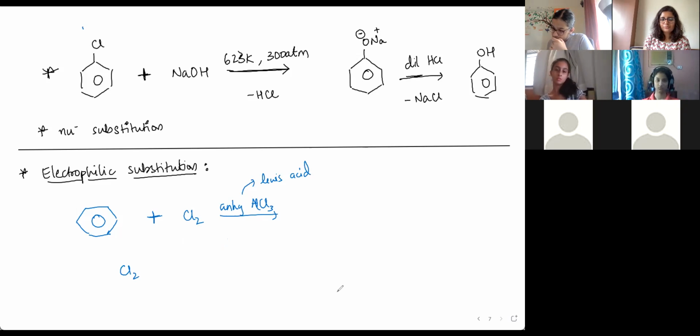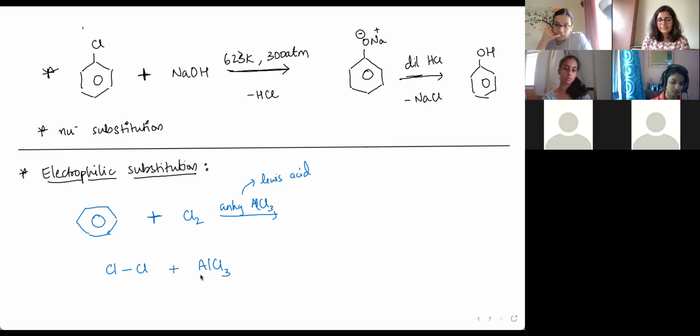So Cl2. You can also use bromine, right? If you want to substitute bromine here, then you use bromine. Don't just blindly learn the words, guys. Organic chemistry is all about following electrons, kahan pe ja raha hai, what is turning into a positive ion, what is turning into a negative ion. Because then you can track, okay, positive is attracted to negative, or fir ye aa jayega. So the presence of AlCl3 is important because it's a Lewis acid.